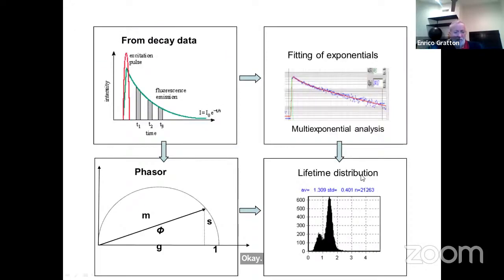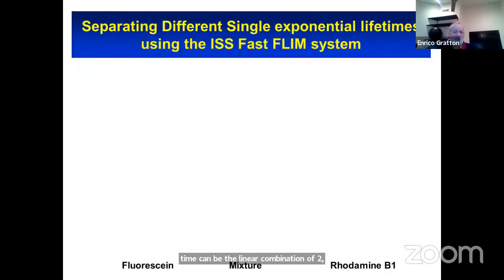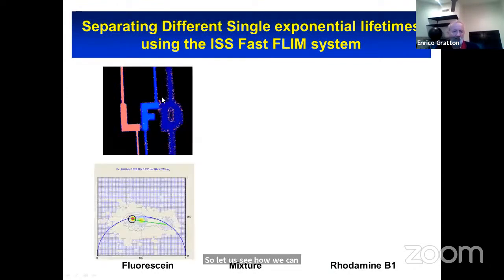And there are many papers in which the long lifetime is considered to be the free dye, and the short lifetime is considered to be the exponential decay. This is not true, because as I show, the short lifetime can be the linear combination of two components. So let us see how we can separate different component lifetime.